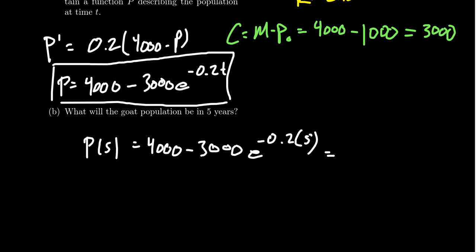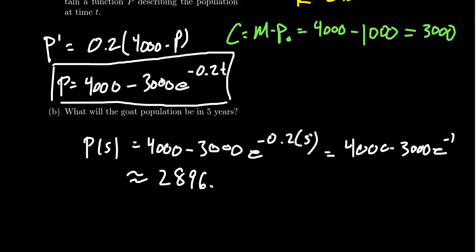In which case, 0.2 times 5 is 1. So you're going to get 4,000 minus 3,000 times e to the negative 1, or 1 over e if you prefer. And so we're going to have to estimate this. Use a calculator to help you out here. No one has to be a hero. And you're going to get an estimate of 2,896.4. Now, of course, you can't have 0.4 of a goat.